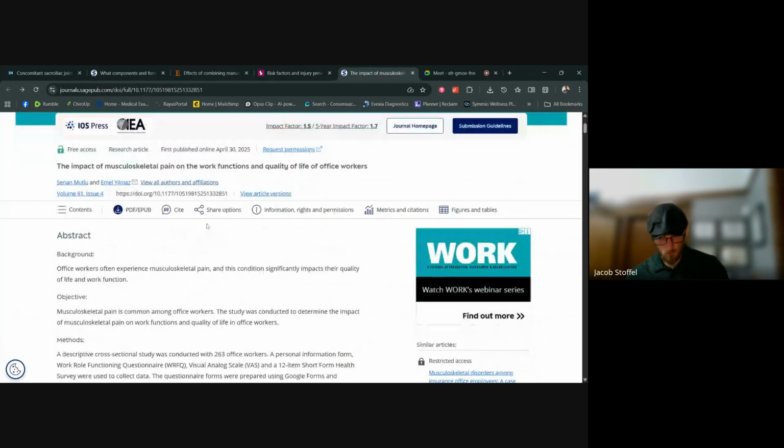Last one. The impact of musculoskeletal pain on work functions and quality of life in office workers. I wanted to end on this one because it's one aspect of the clinic that I want to highlight. By design, my clinic is low volume because I need to dedicate so much time individually to people. And that does lead into a bit of a conundrum insofar as how do I help as many people as I can in the Western Wisconsin area.